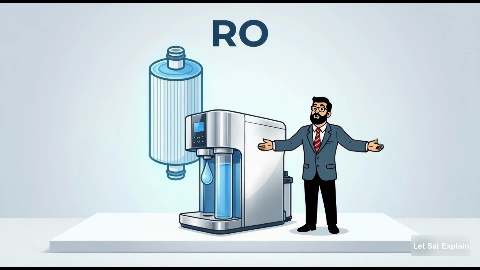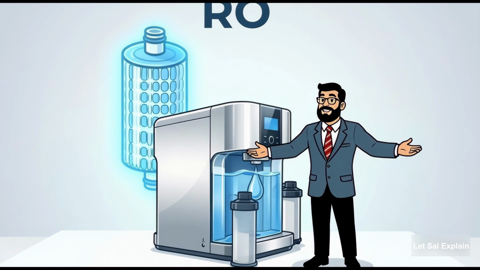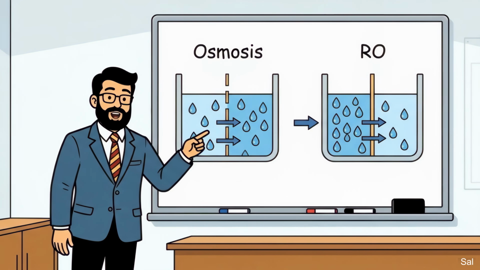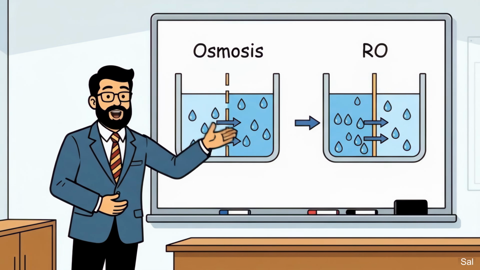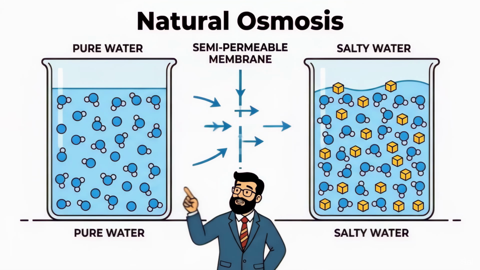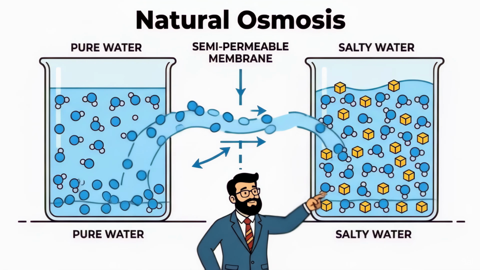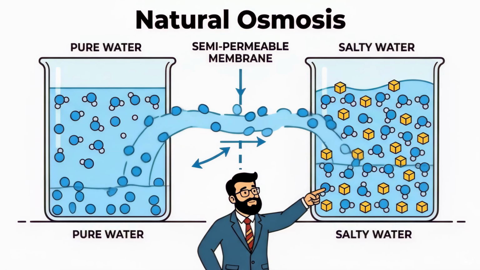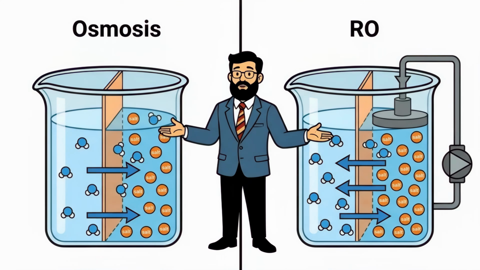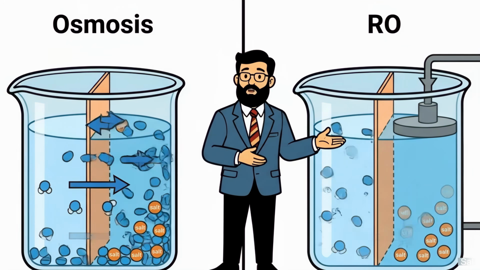Let us start with the most famous and dominant technology on the market: reverse osmosis, or RO. To understand reverse osmosis, it helps to understand regular osmosis first. In nature, if you separate pure water from salty water with a semi-permeable membrane, the pure water will naturally flow toward the salty side to create a balance. Reverse osmosis does exactly what the name says. It reverses this natural process.